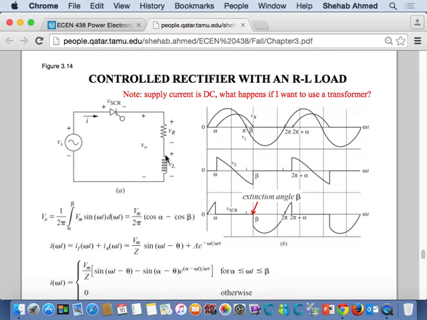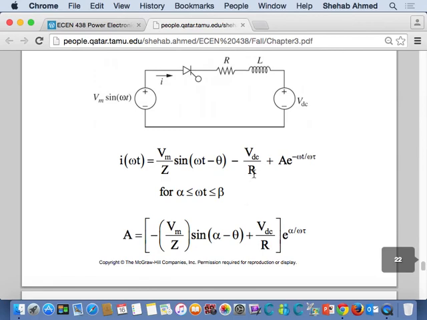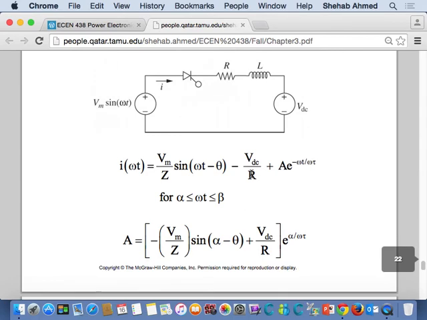As soon as you provide a firing angle, what happens? The current will look exactly the same. Start at a certain point, extinguish at a certain point, right? And the shape will exactly be the same. So the equation for current will be exactly the same, except that the forced response will still have the minus VDC over R that we had in the previous case with the diode, without an SCR. Right? So it's exactly the same as the equations for the diode case, but I have an alpha in the picture.